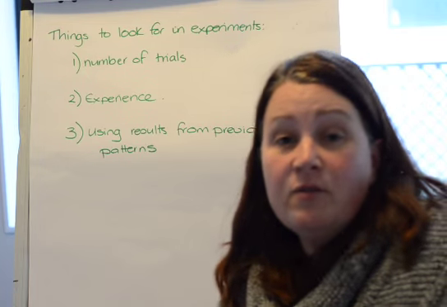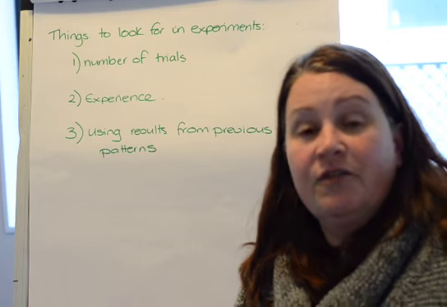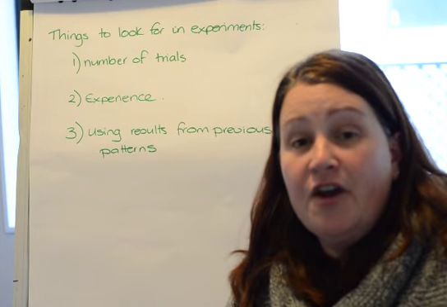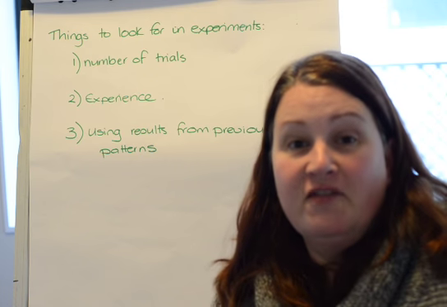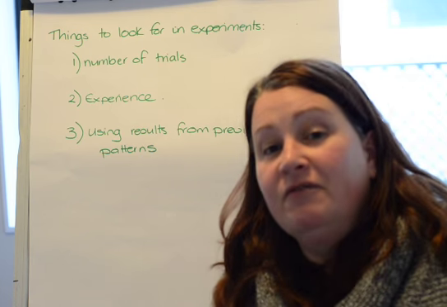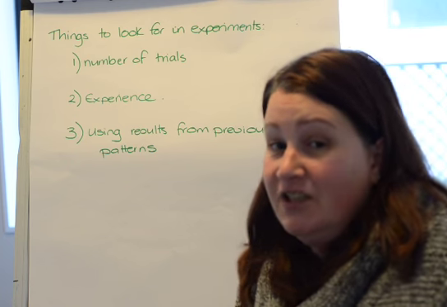For example, if I was trying to determine the probability of a number coming up on a die and I only rolled the die 4 or 5 times, I'm going to have a very different result as if I'd rolled it 60 or 70 times.